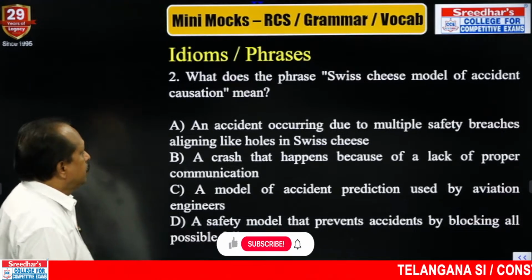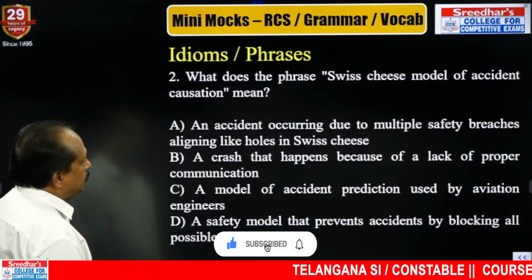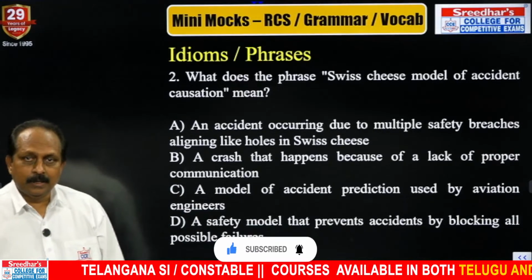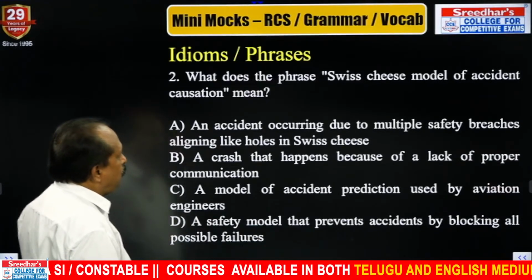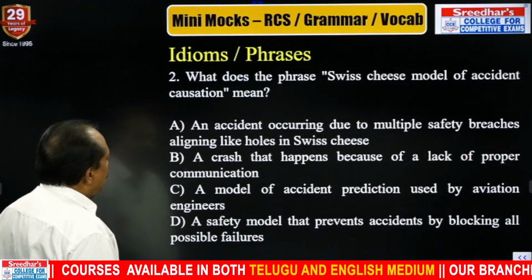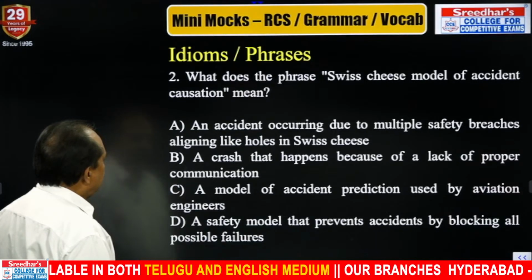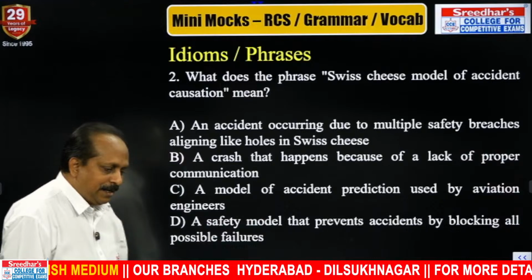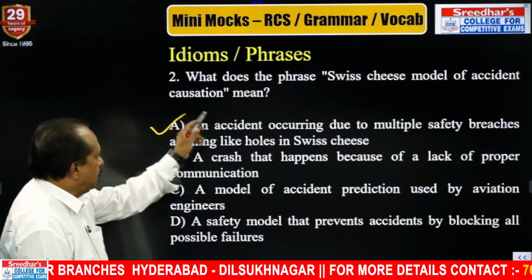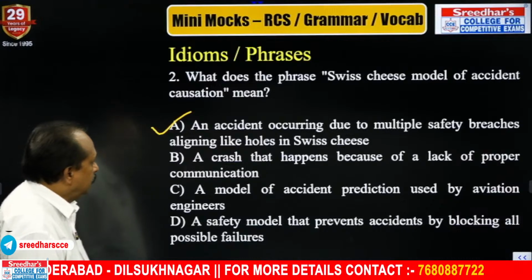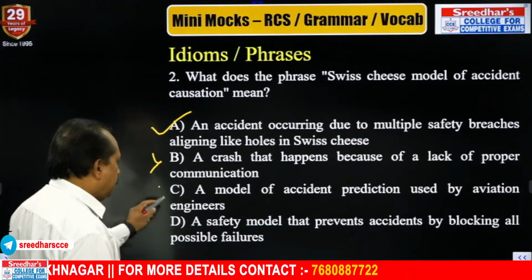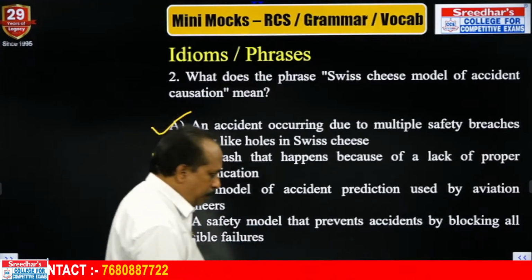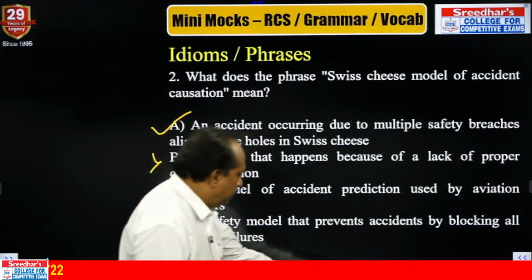Final approach. What does the phrase Swiss cheese model of accident causation mean? These questions are from Saturday's editorial, mind you. Swiss cheese model of accident causation. An accident occurring due to multiple safety breaches, aligning like holes in Swiss cheese. Because of the options, you can easily take elimination approach and choose. Answer is the first option. A is the answer. This is not correct, not correct, not correct. 2A, very good. Naidu, and who else? Sanjay also, wonderful.